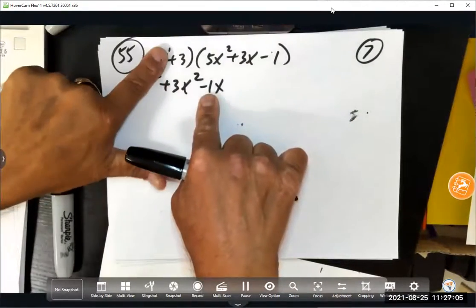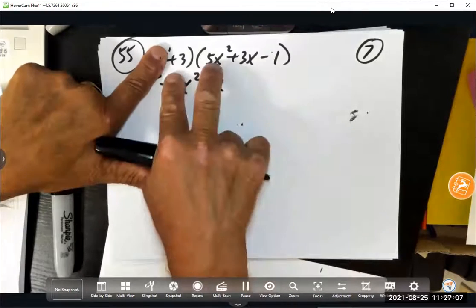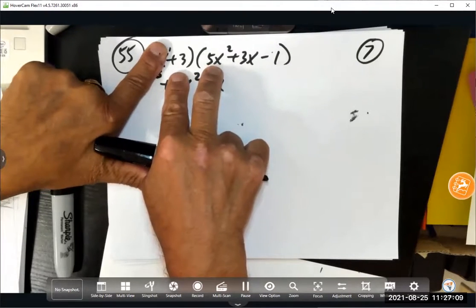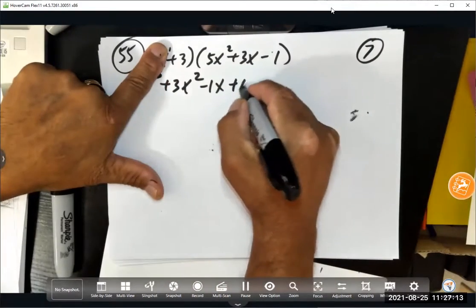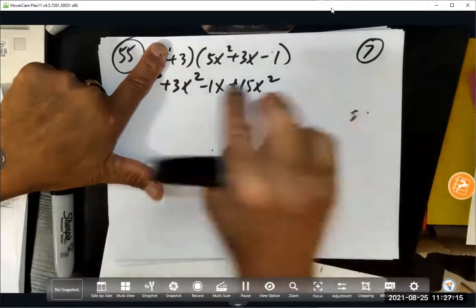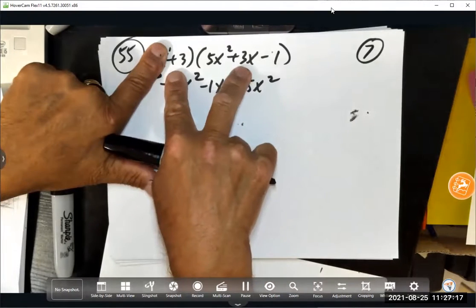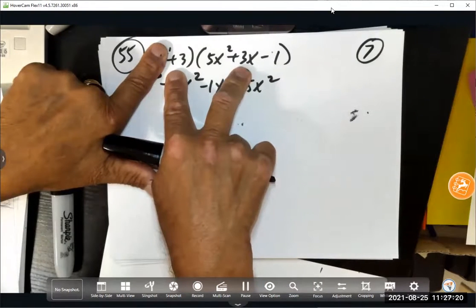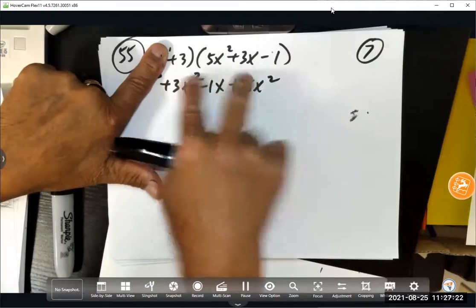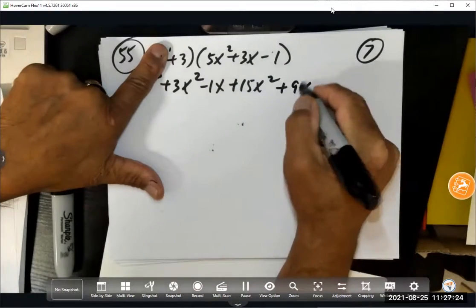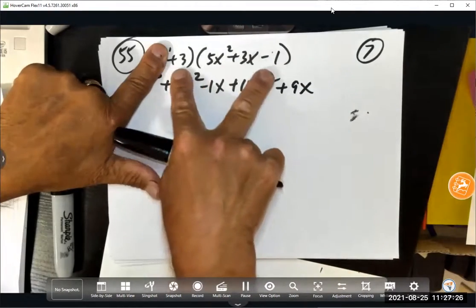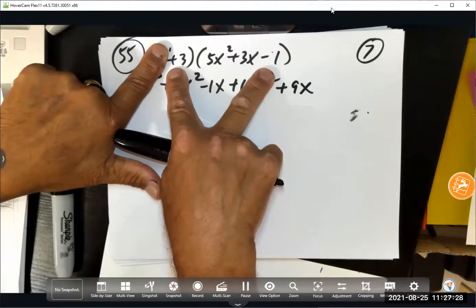All right, now this one. 3 times 5x squared. What do you think that is? 15x squared. There you go. Positive 15x squared. And 3 times 3x. What do you think that is? Positive 9x. Yes, plus 9x. And the last one. Positive 3 times negative 1. Negative 3.